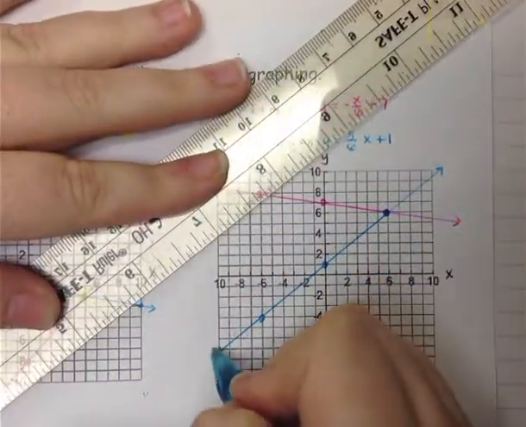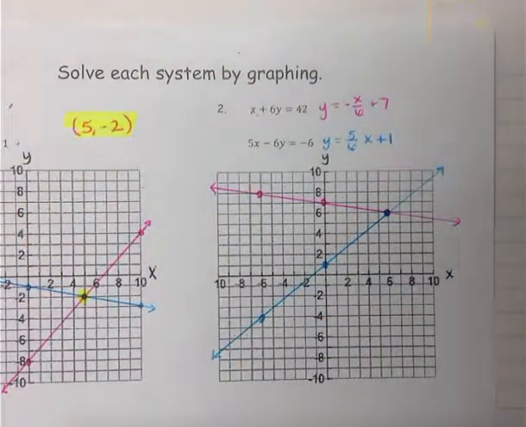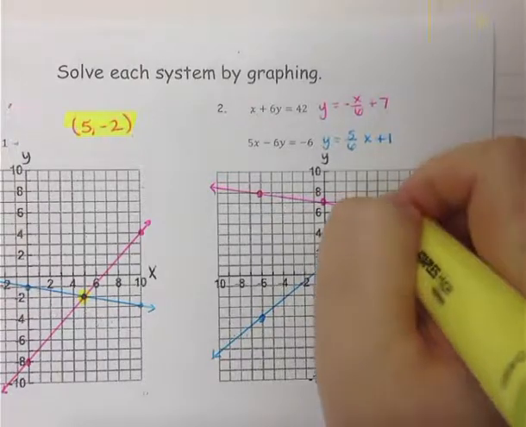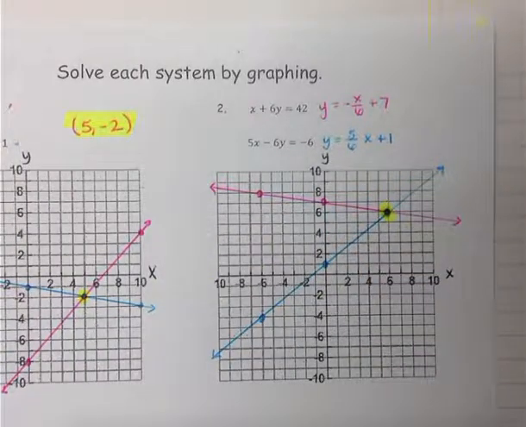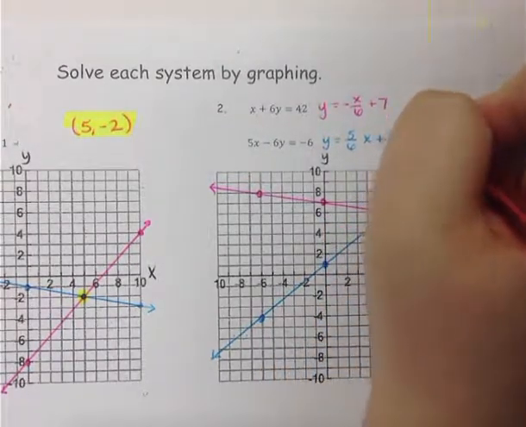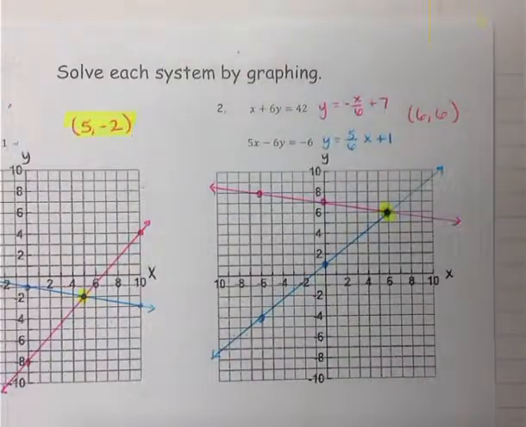And the graphs do cross at this one location, at this coordinate right here. That coordinate is at an x value of 6, y value of 6. So our coordinate is 6, 6. That is our solution.